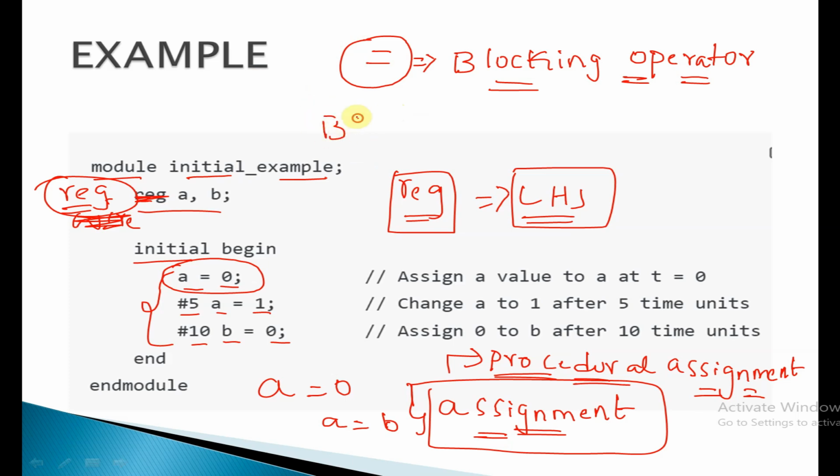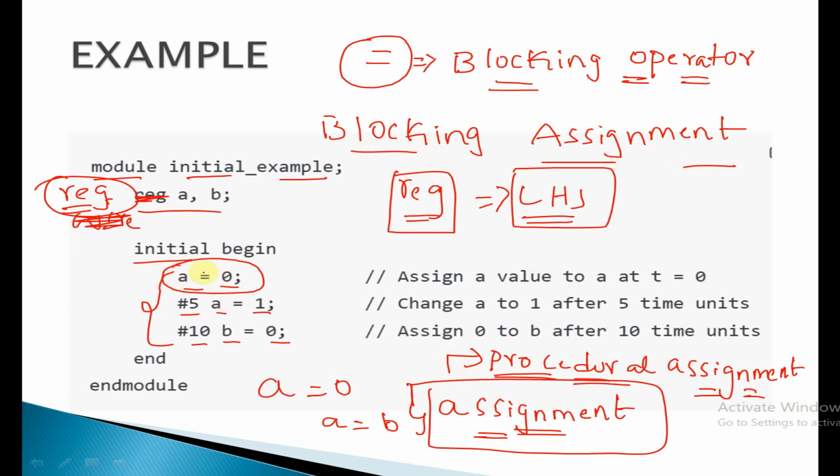Since we are using a blocking operator in this assignment, it is also known as a blocking assignment. Is it clear for everyone? So these assignments are known as blocking assignments, or they're also known as procedural assignments.